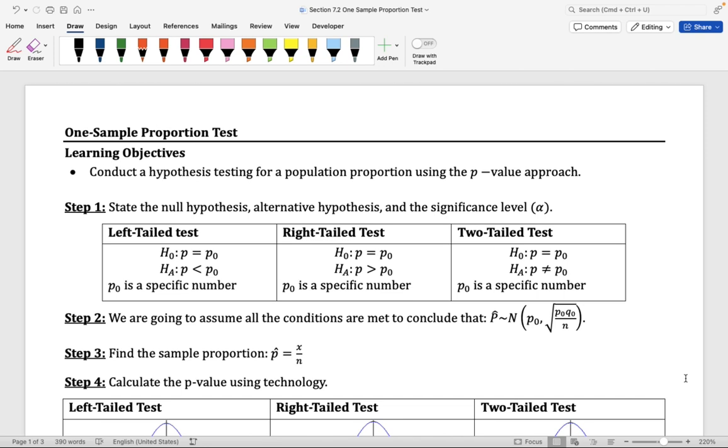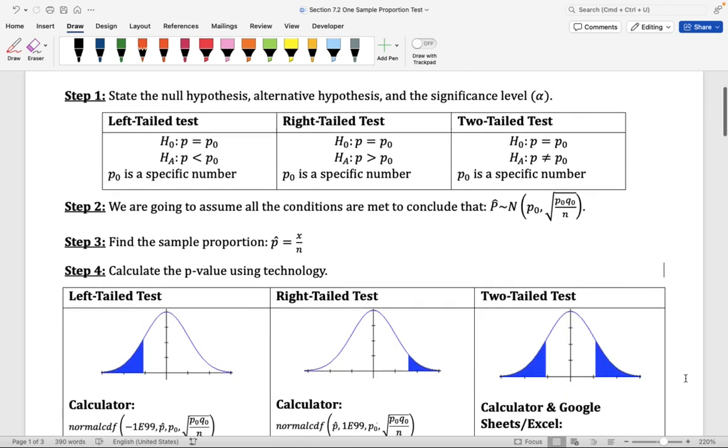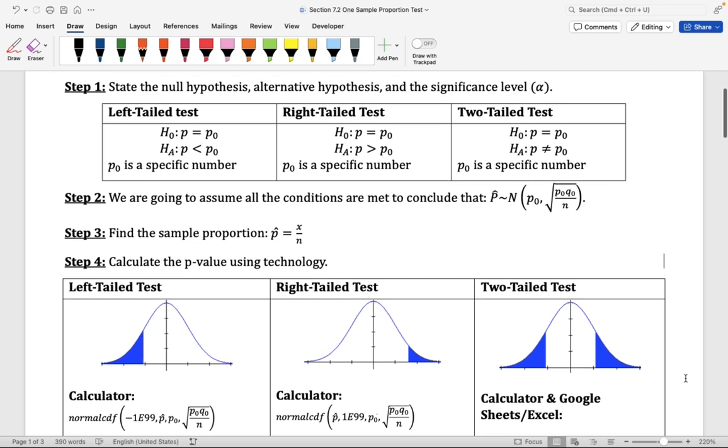Recall that in hypothesis testing, we use statistics to make a decision about a parameter. In this case, we're going to be using the sample proportion to make a decision about the population proportion. Let's start with step one. In step one, you need to state the null hypothesis, the alternative hypothesis, and the significance level.